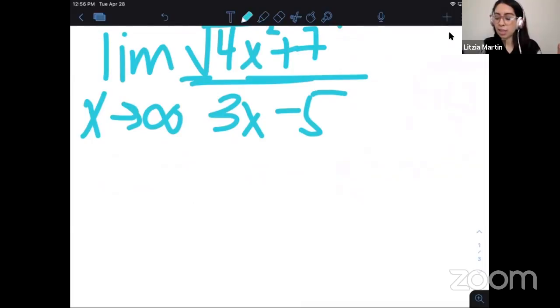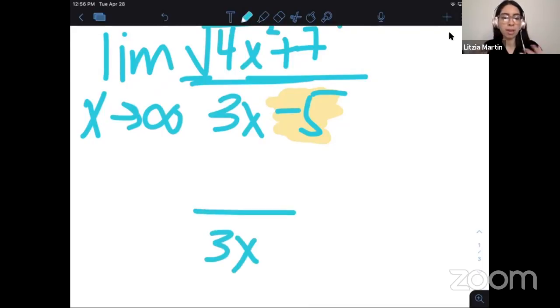Is that going to make that much of a difference if you subtract 5 from a really, really huge number, an infinitely large number? It's not going to make that much of a difference, right? So if we have 3x minus 5 in the denominator, for the sake of seeing what's happening as x is approaching infinity, it might as well just be 3x. That minus 5 won't really make too much of a difference.